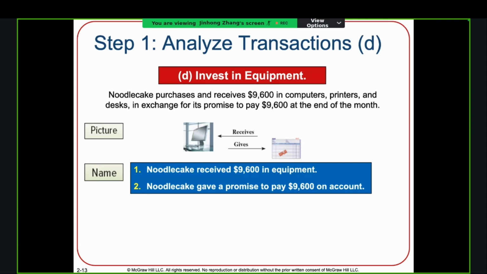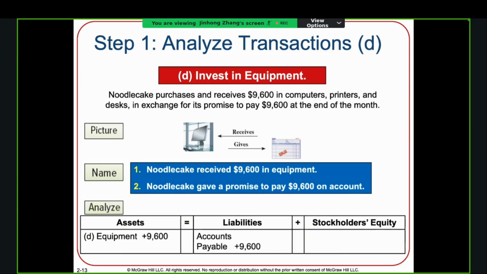Assets? Asset for the camera. Yes, increase $9,600. Accounts payable. Awesome. Thank you. Everybody getting it? Awesome, awesome. Thank you for nodding. I need that.